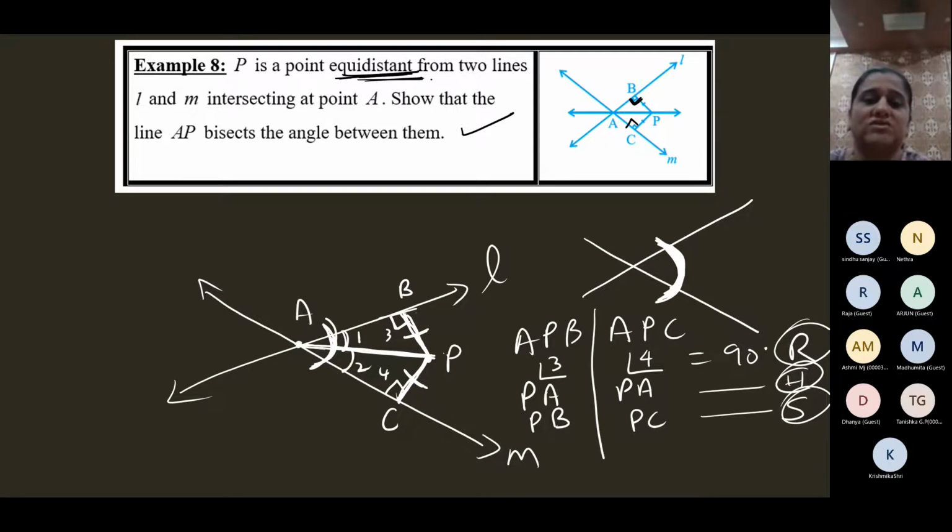There are so many distances. So which distance you have to consider is the perpendicular distance from P to L and from P to M. And the perpendicular distances are also equal because equidistant. So PB is equal to PC. Also, PB is perpendicular to L. PC is perpendicular to M.